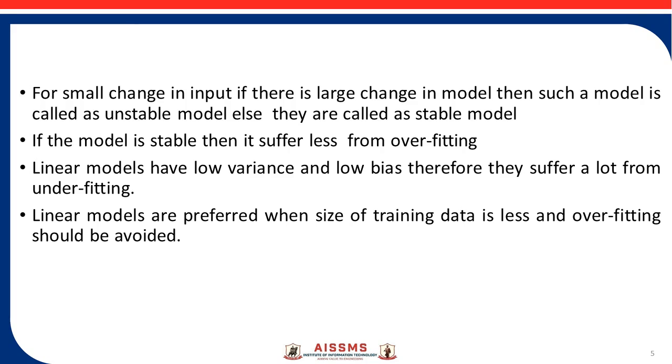If a small change in input causes a large change in the model, then such a model is called an unstable model, else it is called a stable model. If the model is stable, then it suffers less from the overfitting problem. If we take the example of linear regression, then we can say this type of model is quite stable. Linear models have low variance and high bias, therefore they suffer a lot from underfitting, and linear models are preferred when the size of training data is small and overfitting should be avoided.